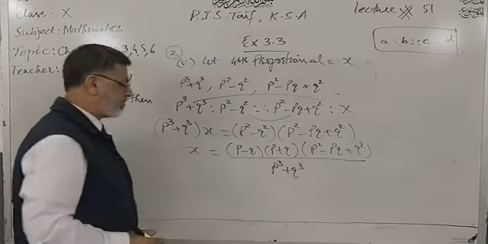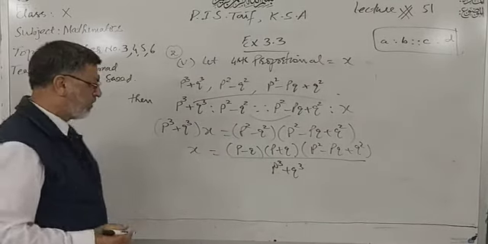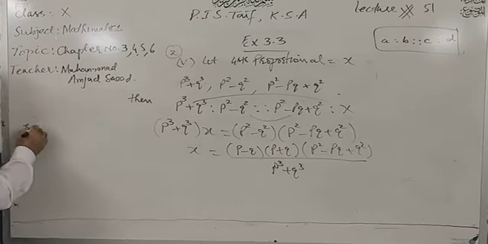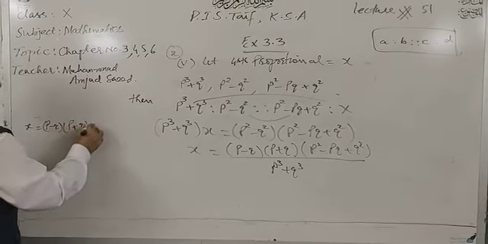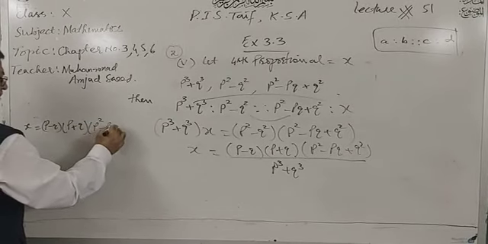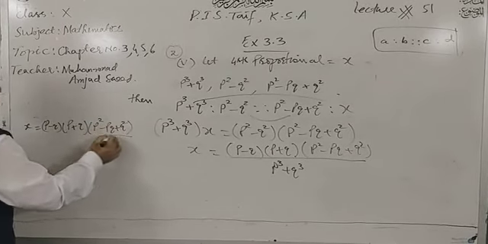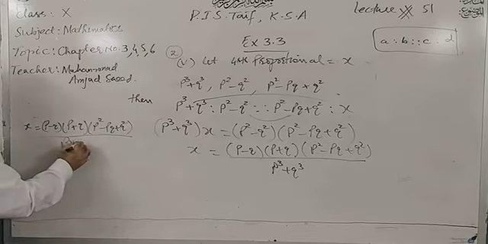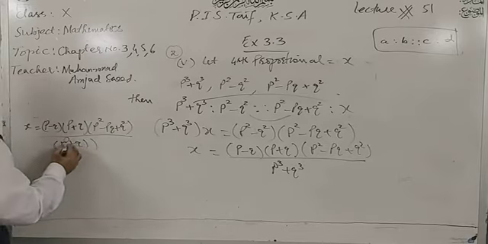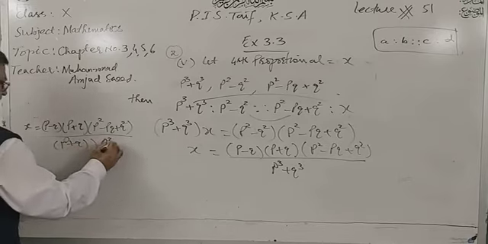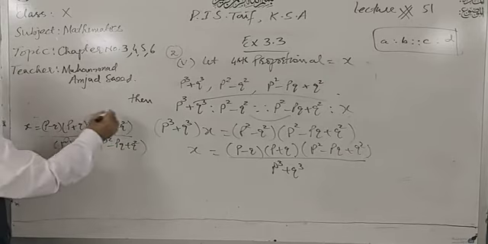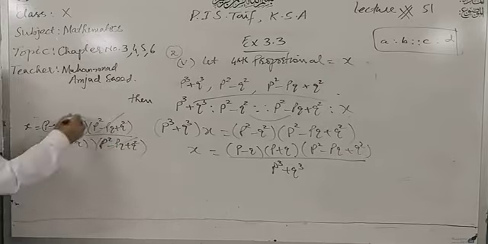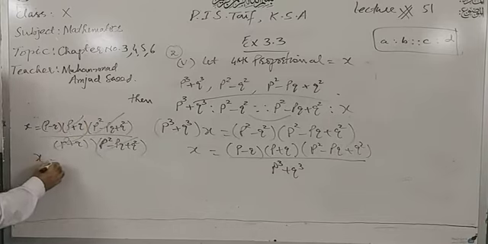Now you can open up the formula of p cube plus q cube. x is equal to p minus q, p plus q, p square minus pq plus q square over p plus q, p square minus pq plus q square. They are cancelled, p plus q cancelled, x is equal to p minus q.